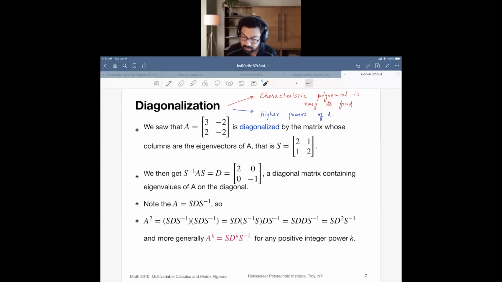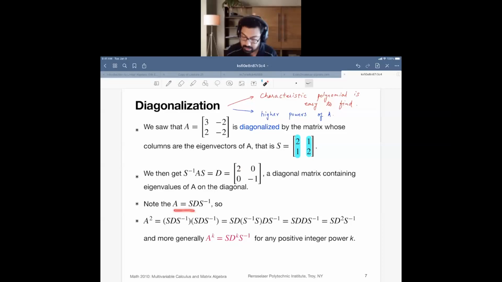So let's take a look at how you diagonalize and what the conditions are for a matrix to be diagonalizable. We saw earlier that our square matrix, 3, -2, 2, and -2, is diagonalized by this particular matrix S, which contains two columns. These two columns correspond to the two eigenvectors of A, one corresponding to eigenvalue 2, the other corresponding to eigenvalue -1. And what we got is S inverse A S gave us a diagonal matrix with the two elements on the diagonal corresponding to the eigenvalues. So this is a diagonal matrix containing the eigenvalues of A on the diagonal.